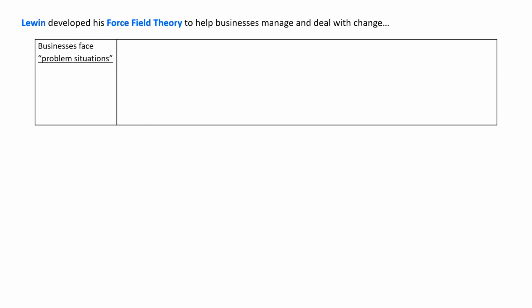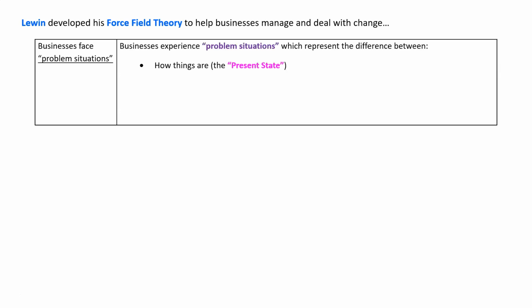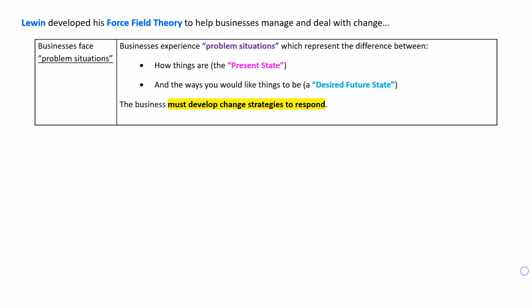And the first thing that they're going to have to do is recognize that they face what's called a problem situation. That is when there's a difference between how things currently are, which we call the present state, and the way the business would like them to be, which we call a desired future state. So when there's a difference between the way things are and the way we'd like them to be, the business needs to come up with some strategies to respond.